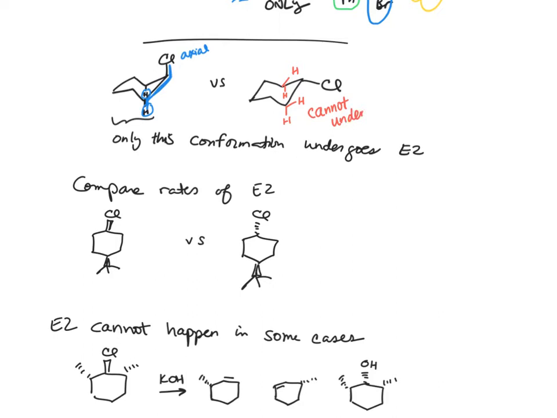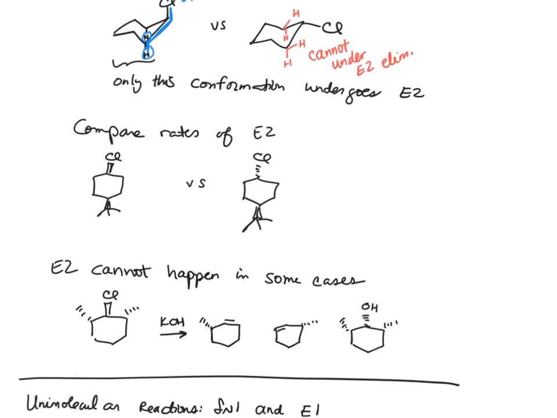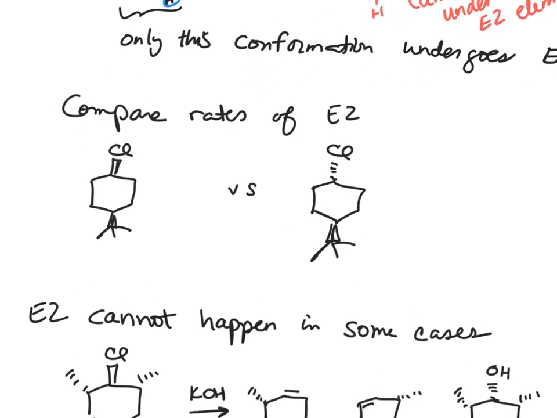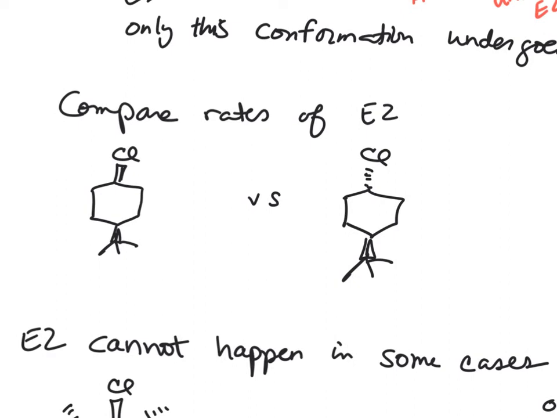E2 elimination. So for this molecule, it's not relevant because all you need to do is have the chlorine in the axial position. But let's think about these two molecules and their relative rates of E2 reaction.